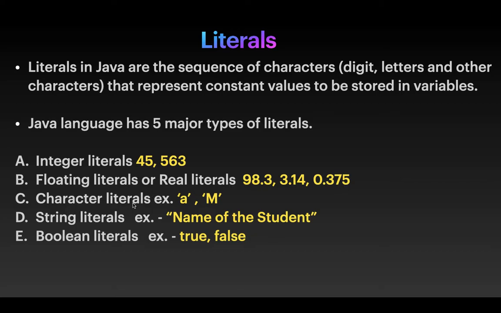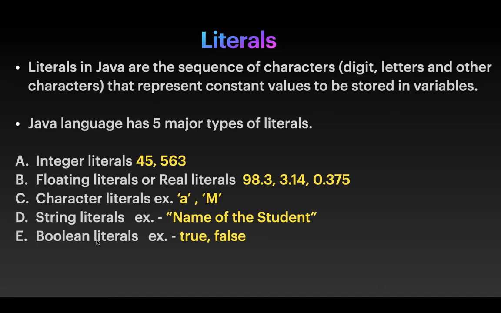In the same way, character literals store a single character, and we know that a single character needs to be enclosed in single inverted commas, so let's say small 'a' or capital 'M'. Now, in the same way, string literals. A string is nothing but a group of characters. A string needs to be enclosed within double inverted commas, let's say the name of a student. It can be a whole paragraph or a line or a sentence.